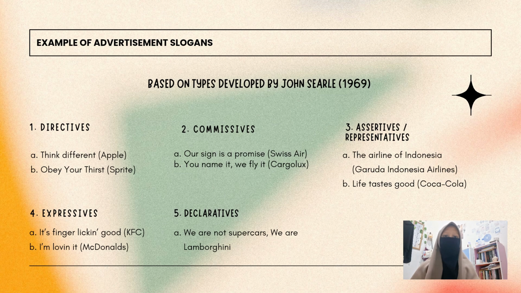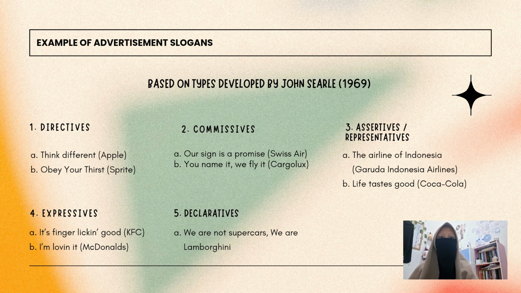Alright, so the next slide is some examples of advertisement slogans that function to deliver messages based on the types developed by John Searle. So there are directives, also commissives, then expressives, assertives or representatives, and the last one is declaratives. So we'll start from the first type, and I want to give you 2 examples from each type. So for directive first. Directive is like a call or order to buy, try, or do something.